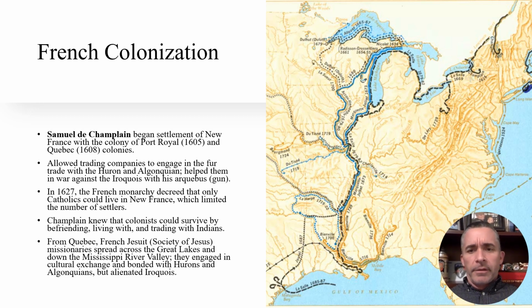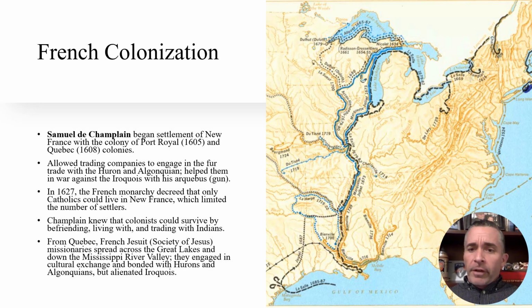From there on out, he had forged a bond with the Huron and the Algonquin tribes, and he knew that the French would not be as numerous as the English colonists. One of the reasons for that was that the French monarchy in 1627 disallowed any non-Catholics from settling in New France, which meant that the number of French settlers was going to be fairly limited.